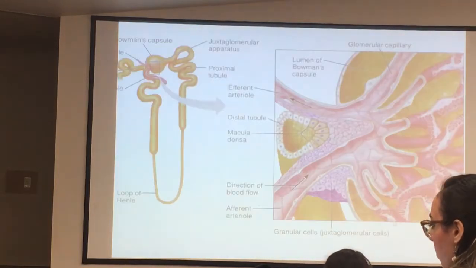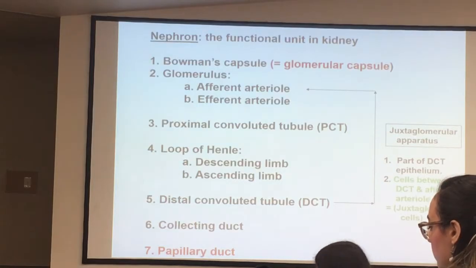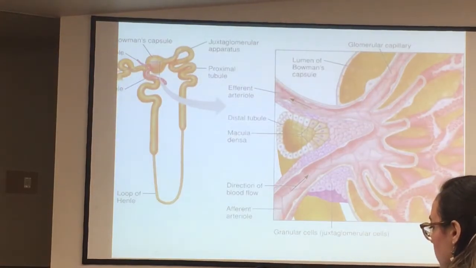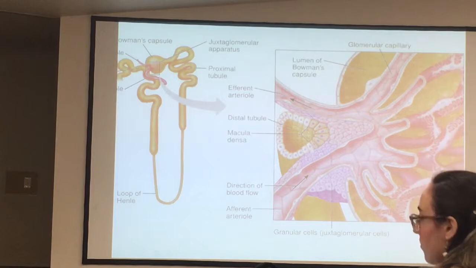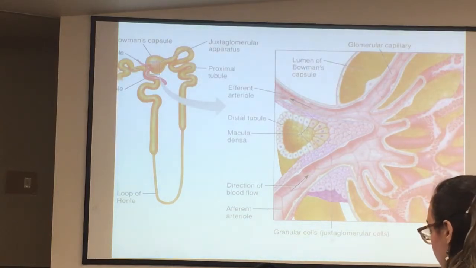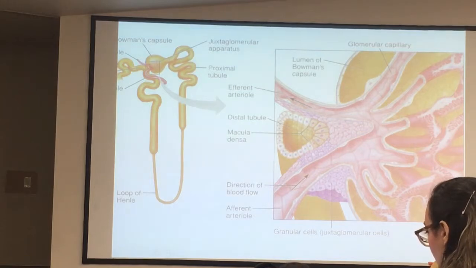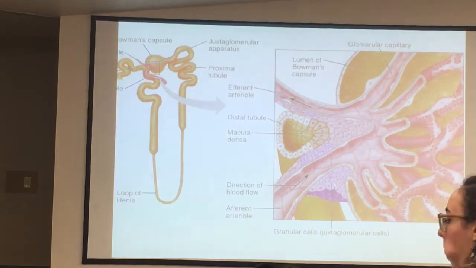Let's go back here. This part, okay, DCT and efferent arteriole. This is a DCT, and that's the efferent arteriole. So part of it is the macula densa, and part of it is the juxtaglomerular cell. That's an endocrine cell.